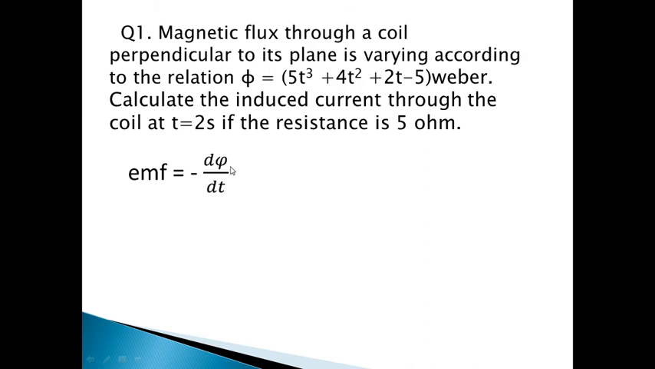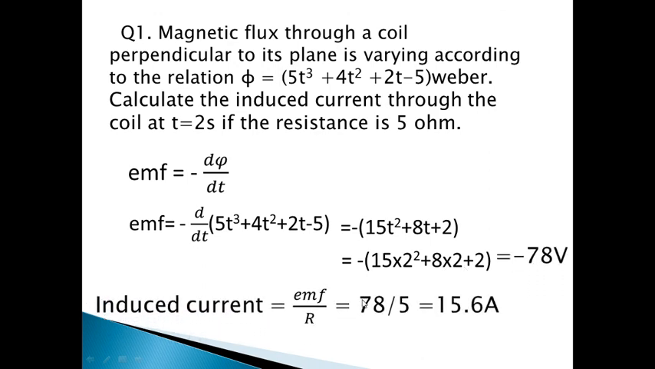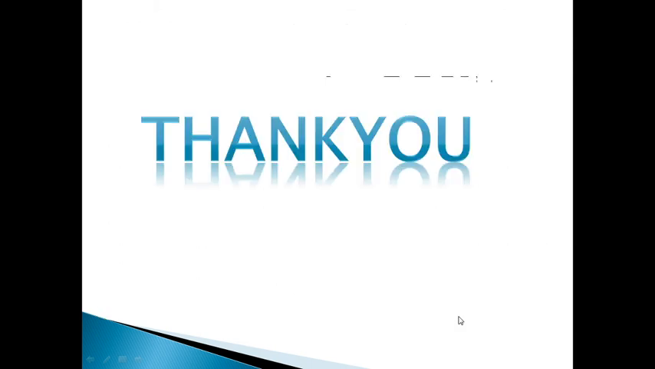Now we know that EMF is equal to minus d phi by dt. So EMF will become minus d by dt of this flux. The flux relation is already given, so we just differentiate it, and on differentiating we get 15t square plus 8t plus 2. Because we have to find it at t equal to 2 seconds, on substituting 2 seconds in place of t, we get minus 78 volts. That negative is for the direction; the magnitude is 78 volts. Now the induced current will be EMF by R, so 78 by 5, as R is given as 5 ohms, which is 15.6 ampere. This is how we solve it. Okay, thank you children.